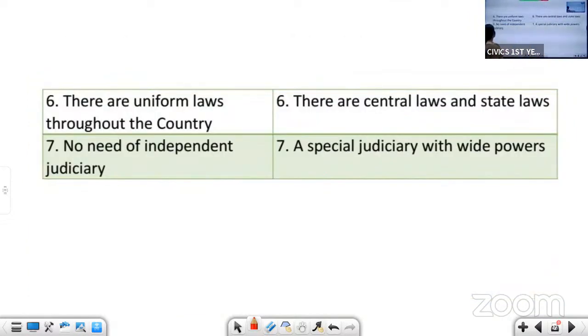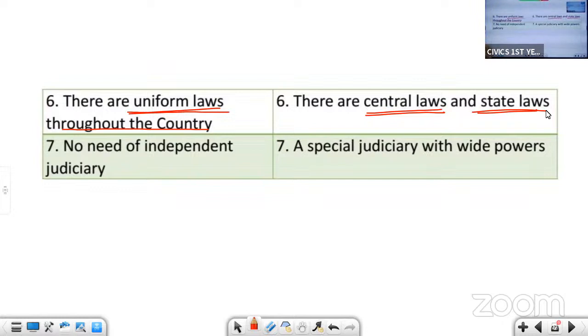Let us see next. There are uniform laws throughout the country. So in unitary form of government, the whole country follows the same laws. There is uniformity of laws. Whereas in federal form of government, central government will make laws and state government will make its own laws. And every state has their own laws. So there are no uniform laws. There are central laws as well as state laws.